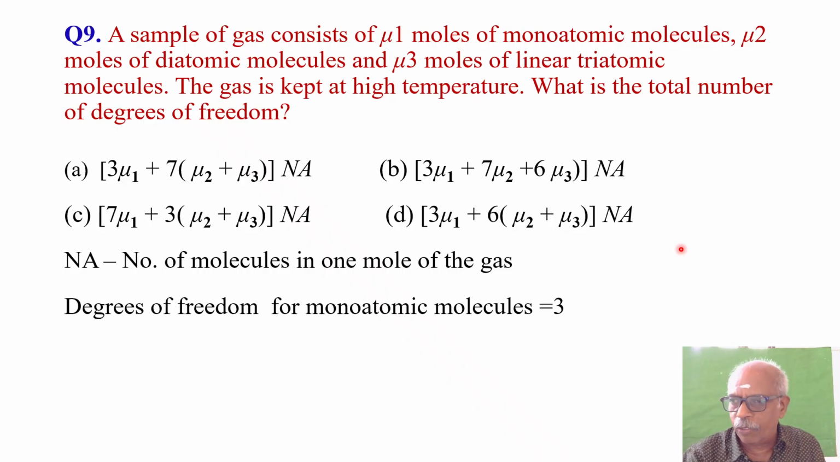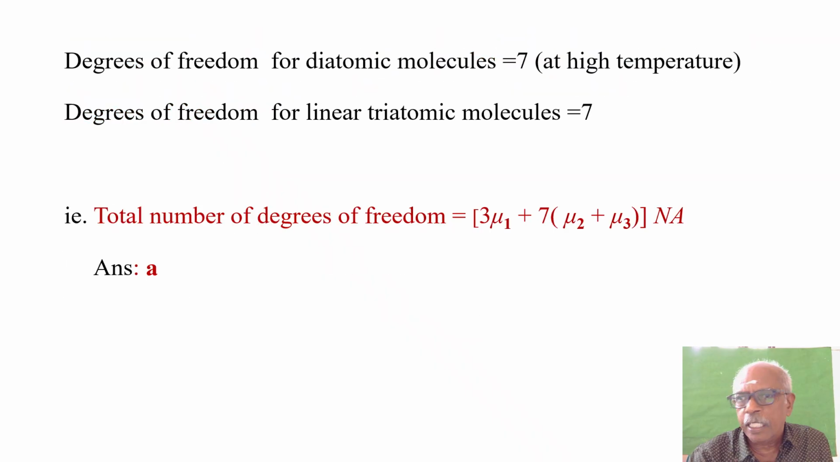As usual, you are given 4 options. You know that Na is the Avogadro number, that is the number of molecules in 1 mole of gas. 1 mole of gas means what? Whether it is monoatomic, diatomic, linear triatomic, whatever it may be, even polyatomic, its value is Na only. Okay, so let us calculate one by one. Degrees of freedom for monoatomic molecules is 3. Then degrees of freedom for diatomic molecules is 7.